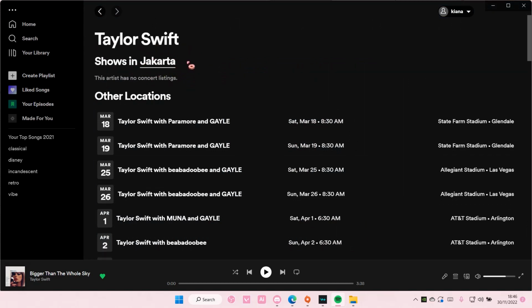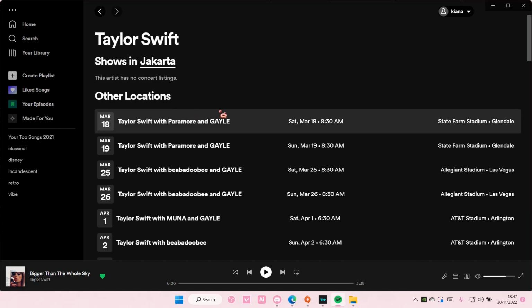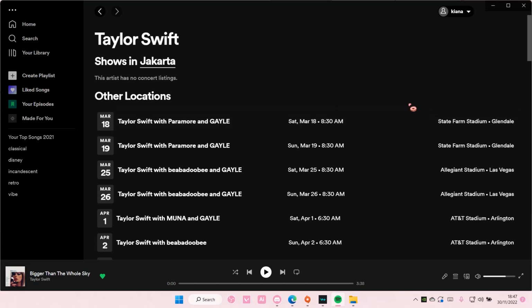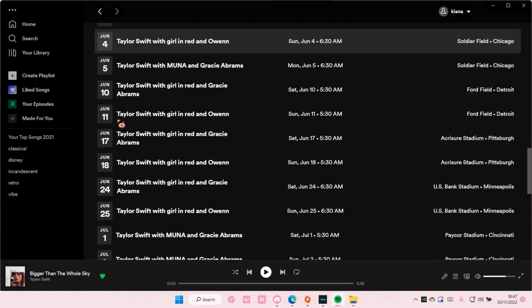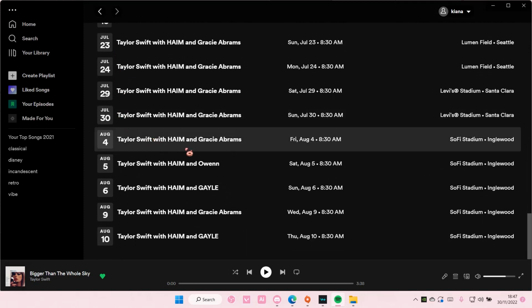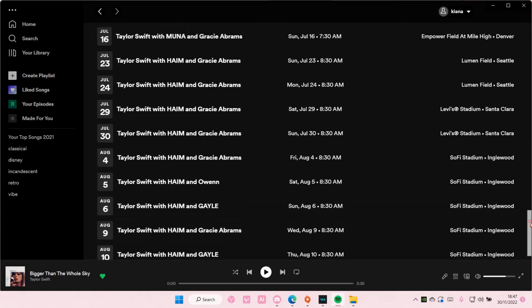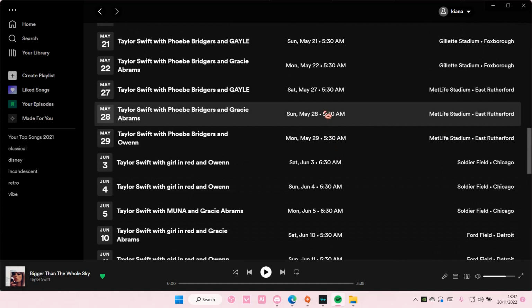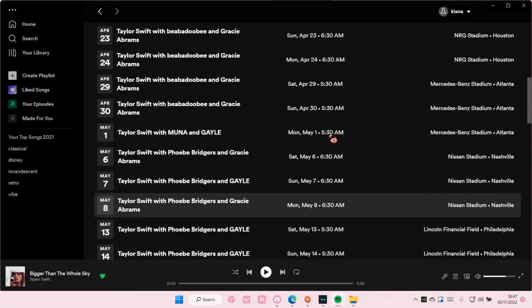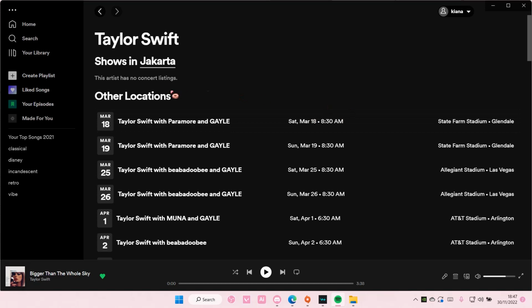Taylor Swift isn't, well, there's no concert listings here yet, so that's why it isn't here. But it's also going to show you other locations, the date, the time, the opening acts, and even where it's going to be at, the venue. So it's from March 18th up to August 10th. In the US, you can see over here. I don't think the time is correct. I think this one's meant to be PM or something though, because of the time difference.